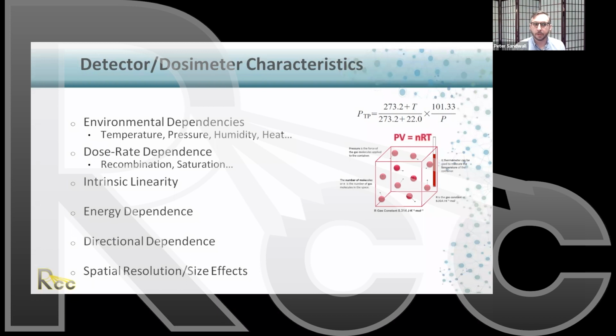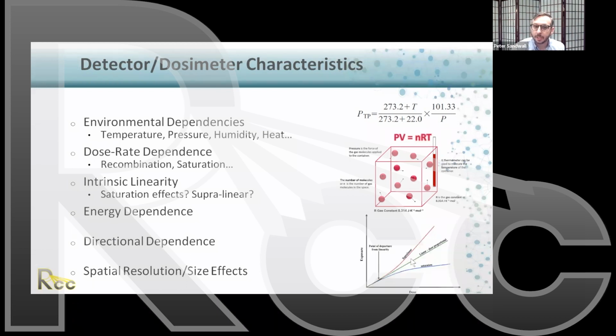So dose rate dependence, recombination, saturation, linearity. Are there saturation effects? How does that affect the linearity of the response? Is it superlinear? This is showing you that some detectors actually have a superlinear response after use, TLDs being a good example. Many chemical dosimeters, thinking gels and radiochromic film, they have saturation. After a while, their sensitive elements are exhausted. But obviously we want a linear relationship.